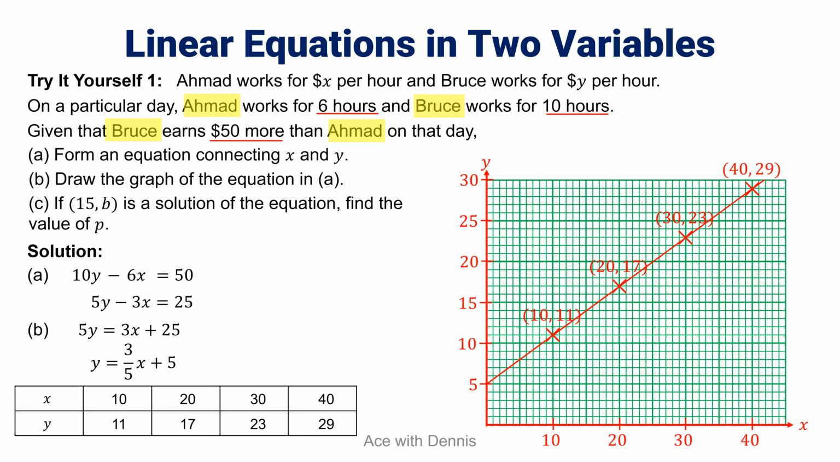Then we take a ruler, draw a straight line connecting all the points here, and this line is 5y minus 3x equals 25. Alright, then for part C, to find the value of p, let's look at the graph. When the x value is 15, the corresponding value of y will be 14. Hence, the answer for C, from the graph, p equals 14.